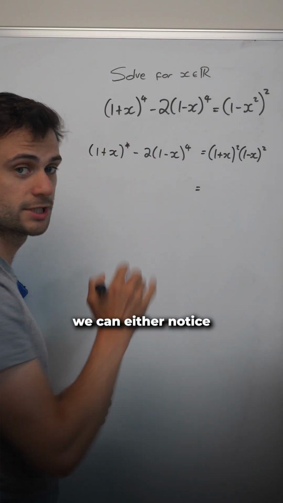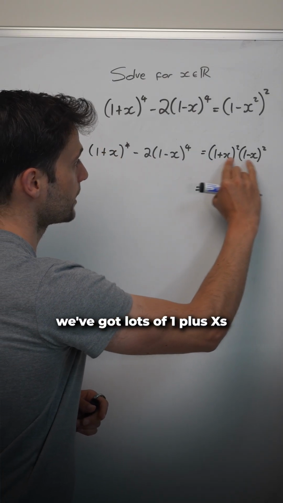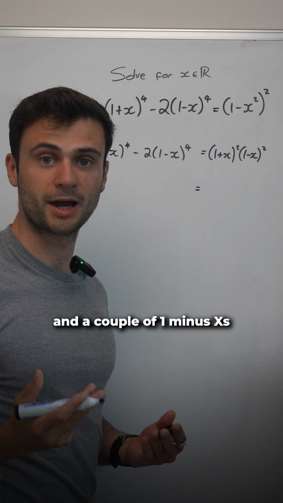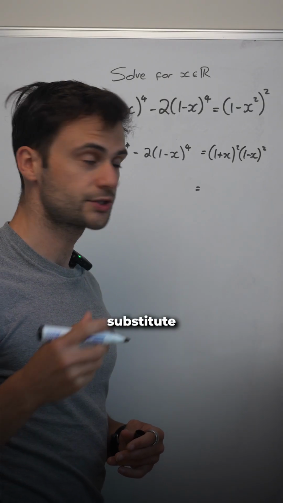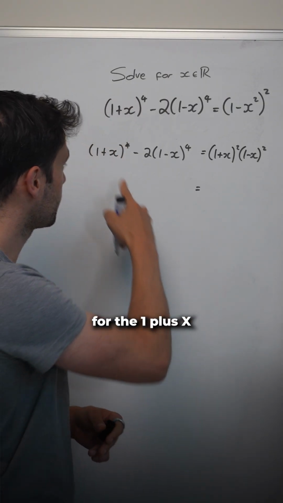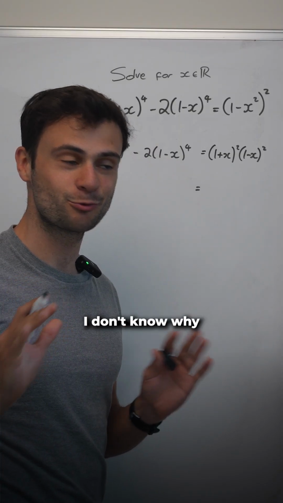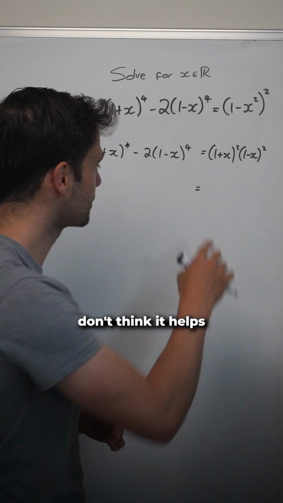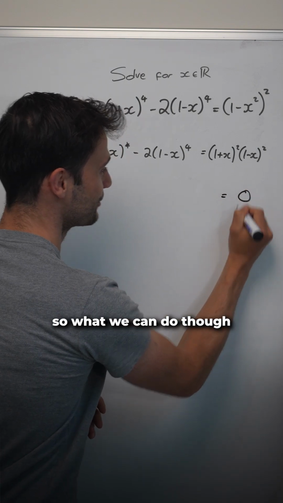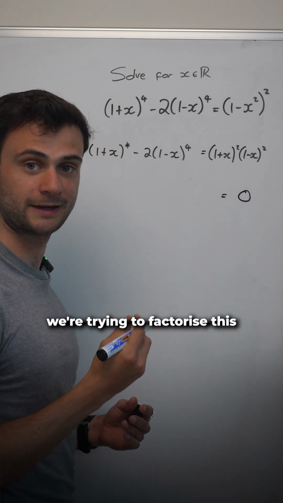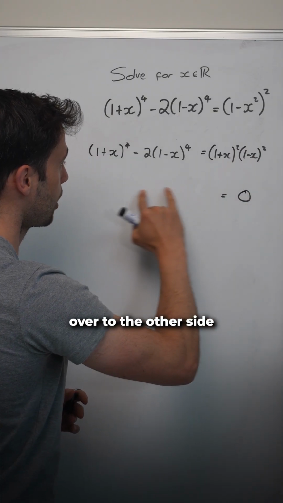We can either notice that we've got lots of 1 plus x's and a couple of 1 minus x's as well. So we could substitute an a for the 1 plus x and a b for the 1 minus x. Personally, I recommend against doing that. I don't know why, I just, personal preference, don't think it helps. So what we can do though, is either way, we're trying to factorize this. So we're going to move this over to the other side.